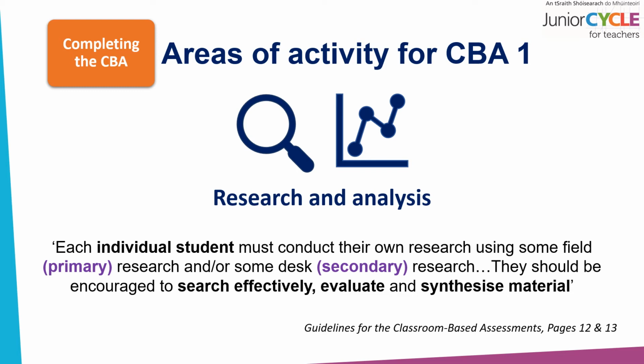The first area of activity focuses on research and analysis. Once students have decided on the application of a control system they wish to focus on, students should gather data and information from different sources to research their CBA. They should conduct their own research using some field or primary research and some desk or secondary research. They should record their sources of all their information gathered in order to assess its reliability and quality, and to ensure that the sources used can be referenced in the task.